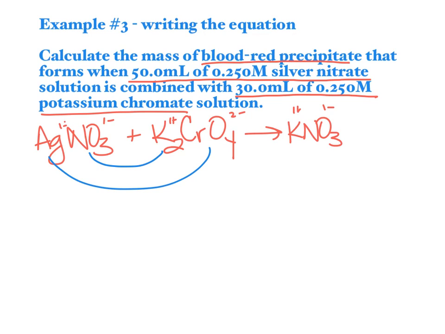I don't have to do anything to the charges there. They're already set. And my other product is silver and chromate. Silver is Ag, chromate CrO4. Silver's a 1 plus, chromate's a 2 minus. So that means I need Ag2CrO4. Cross them down to balance that charge.